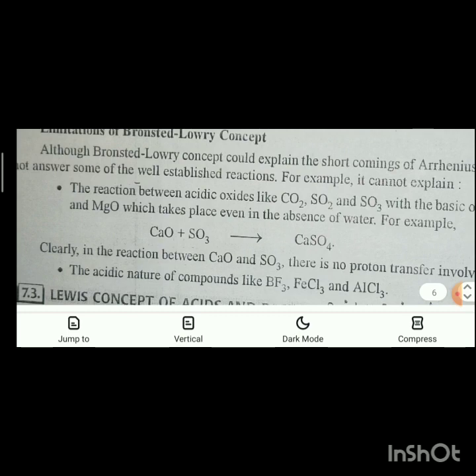The acidic nature of compounds like BF3, FeCl3 and AlCl3.